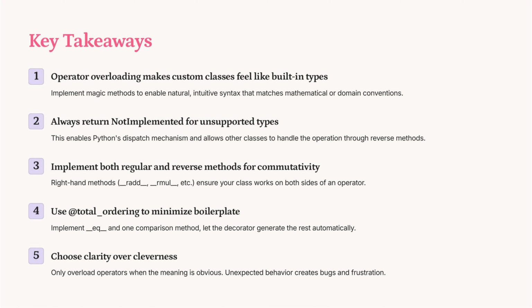Operator overloading enhances custom classes to behave like built-in types. Implement magic methods for intuitive syntax. Return NotImplemented for unsupported types to enable Python's dispatch mechanism. Ensure commutativity with regular and reverse methods. Use total ordering to reduce boilerplate by implementing __eq__ and one comparison method. Prioritize clarity over cleverness to avoid unexpected behavior.